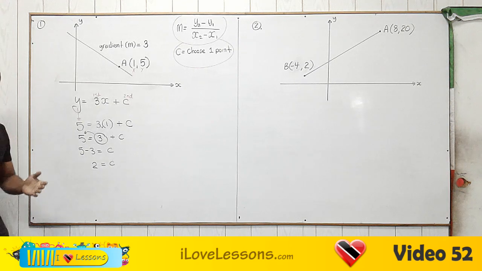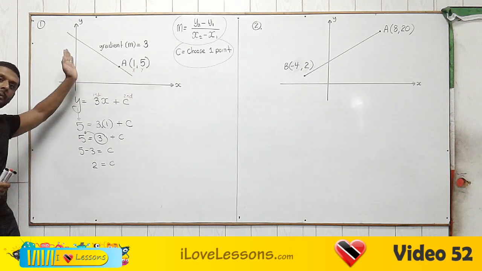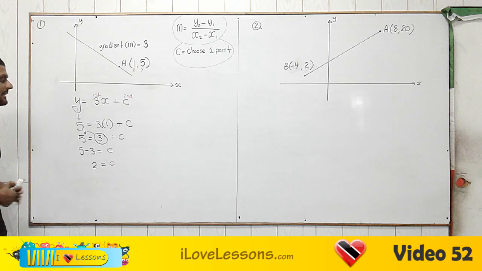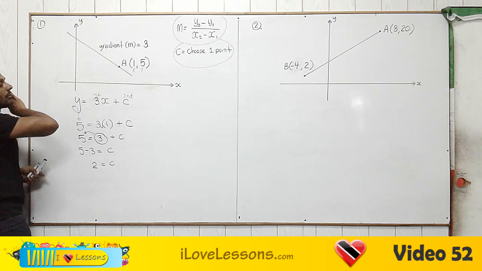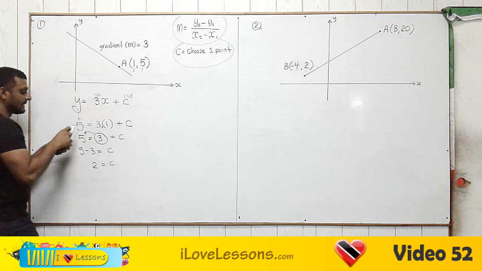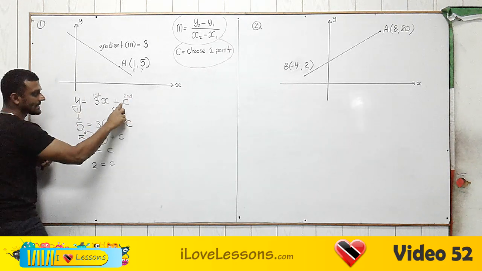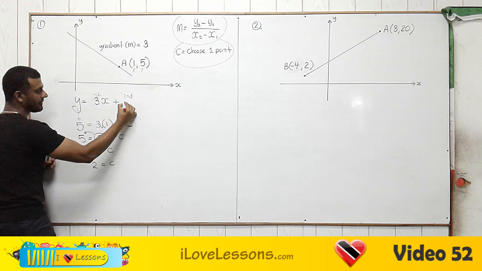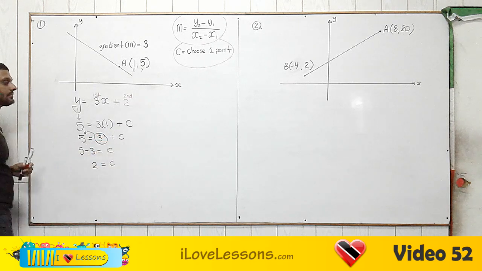So remember I told you in your last video, you can't leave the answer for m upstairs and the answer for c downstairs. You have to write back the equation, the full answer, in one straight line. So here we have m, we just have to erase c and put the value of 2 here.